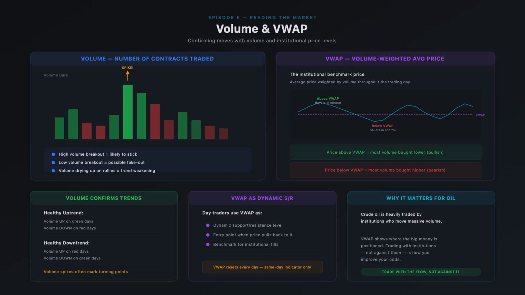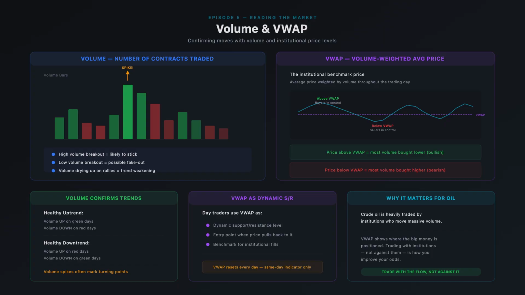VWAP, the volume-weighted average price, is the average price of a contract weighted by volume throughout the day. It's the price that institutions use as a benchmark. Here's how to think about it. If current price is above VWAP, buyers are in control and most of today's volume was bought at lower prices, people are sitting on profits. If price is below VWAP, sellers are in control and most volume was bought at higher prices, people are underwater.